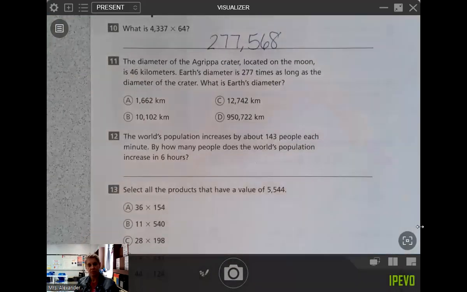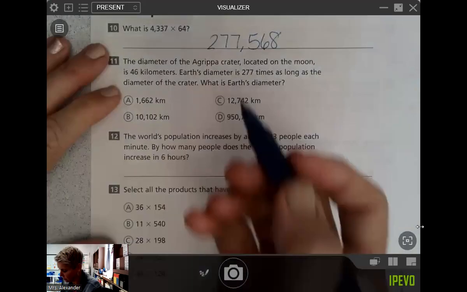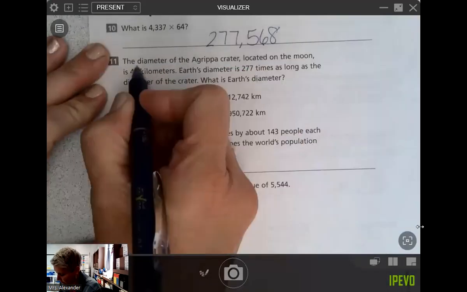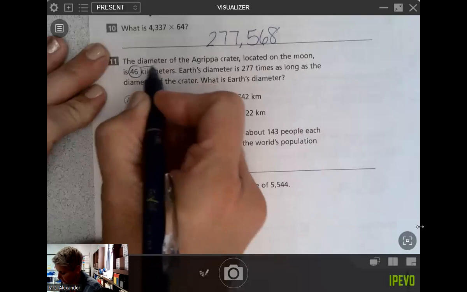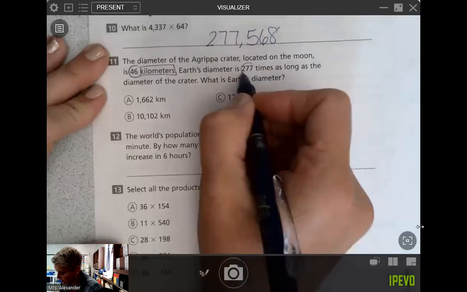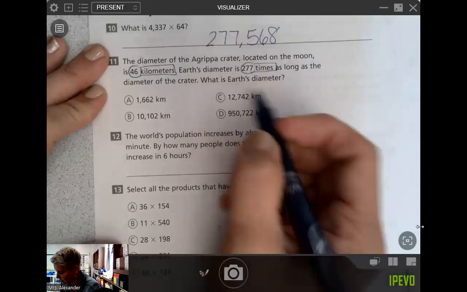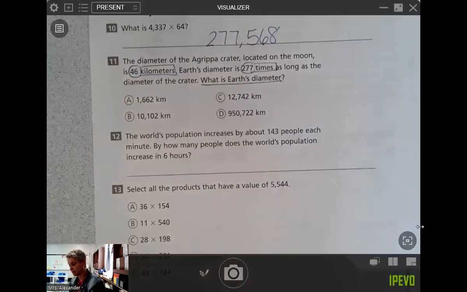All right. The diameter of the Agrippa crater located on the moon is 46 kilometers. Earth's diameter is 277 times as long as the diameter of the crater. I'm having a rough time today, boys and girls. You'd think this was a Monday. What is Earth's diameter? So the Agrippa crater is 46 kilometers. Earth's diameter is 277 times as long. What is the Earth's diameter?